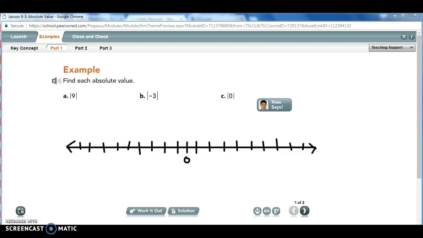So 9 on the number line, if I count, is here: 1, 2, 3, 4, 5, 6, 7, 8, 9. So the value of 9 is right here. The absolute value of 9 is how far from 0 is it? It's 1, 2, 3, 4, 5, 6, 7, 8, 9 units away from 0. So the absolute value of 9 equals 9. Now it's your turn. The next two are a little bit harder, so it's up to you to try it, and then I will show you the answer soon.